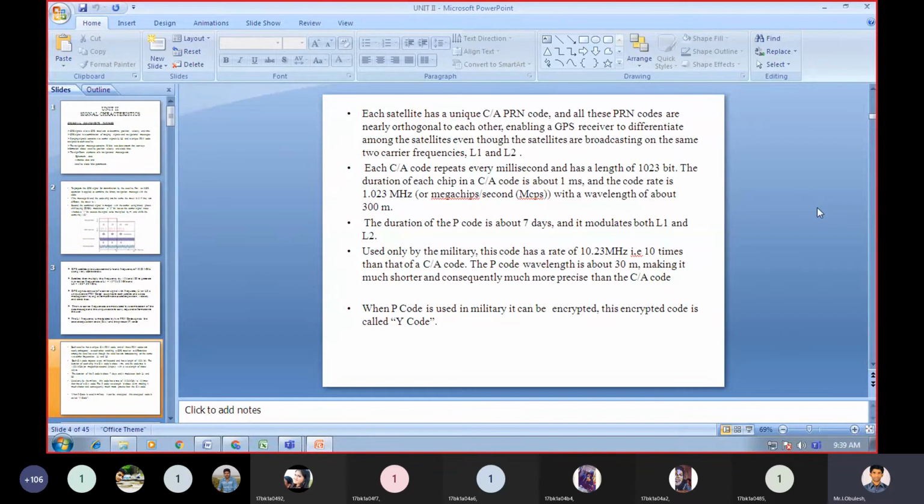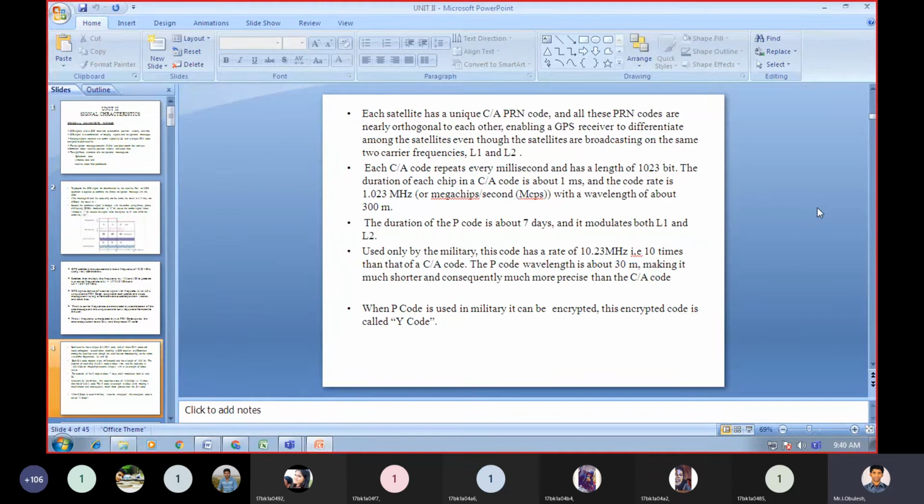The P code wavelength is about 30 meters, making it much shorter and consequently much more precise than the C/A code.